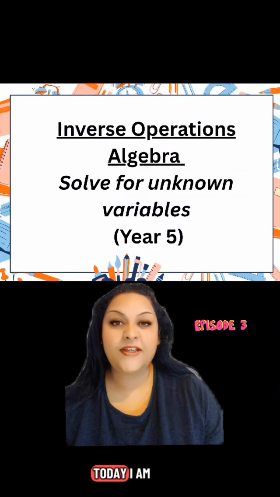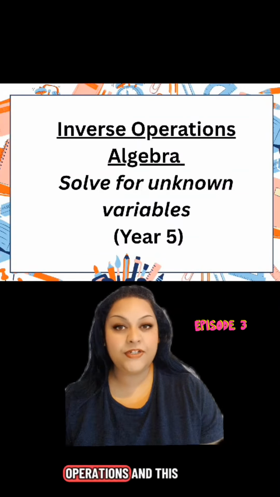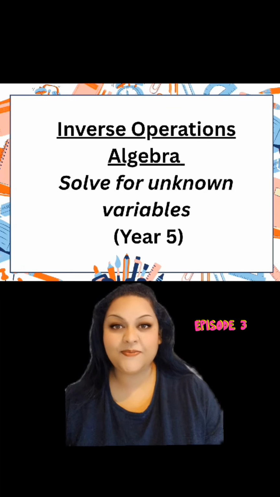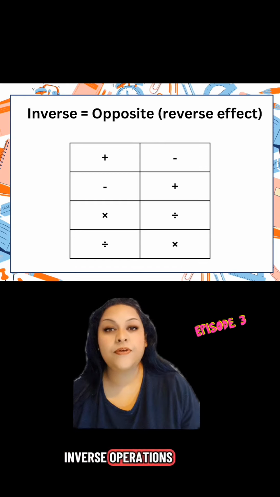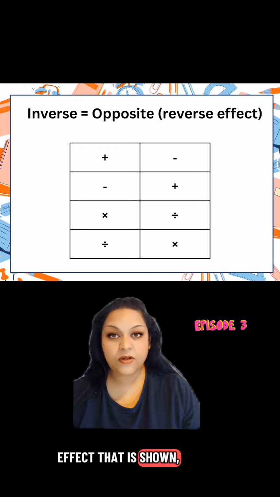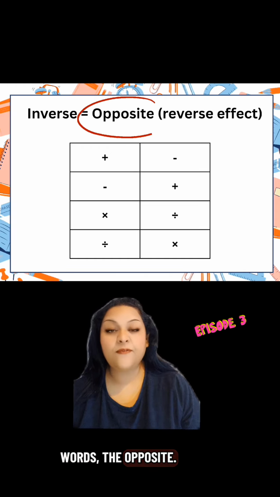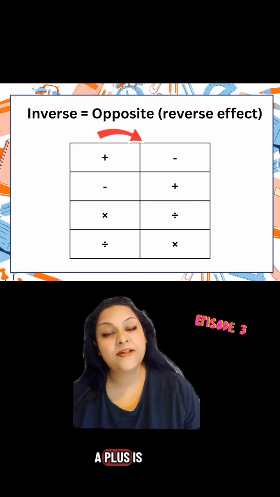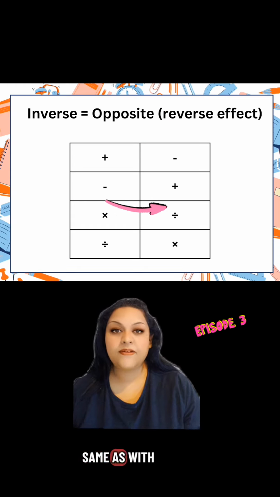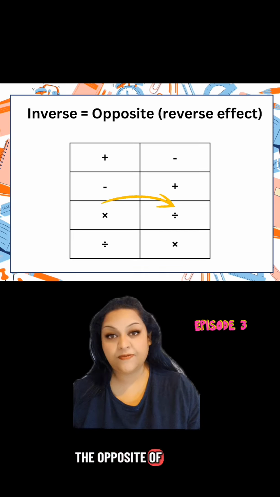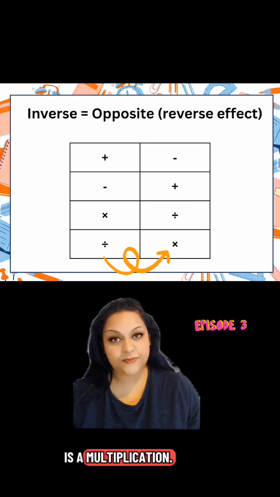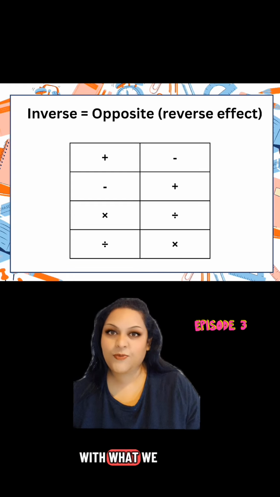Hi everyone, today I am looking at inverse operations, and this is algebra for year 5 students. Inverse operations are generally about reversing the effect that is shown, or in other words, the opposite. For example, the opposite of a plus is a minus and the opposite of a minus is a plus. Same with multiplication: the opposite of that is a division and the opposite of a division is a multiplication. So let's work with what we have now.